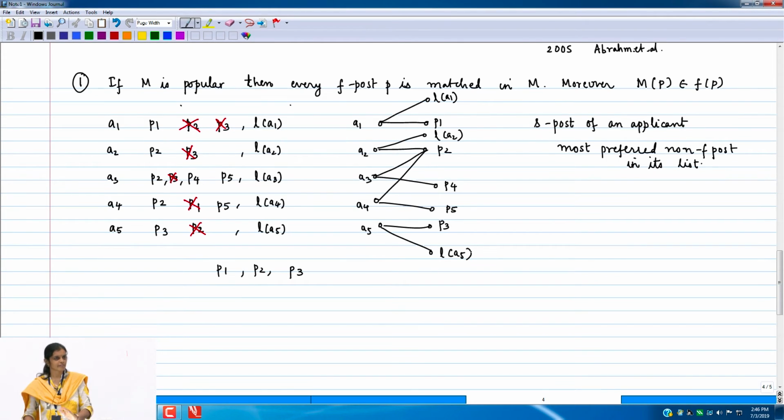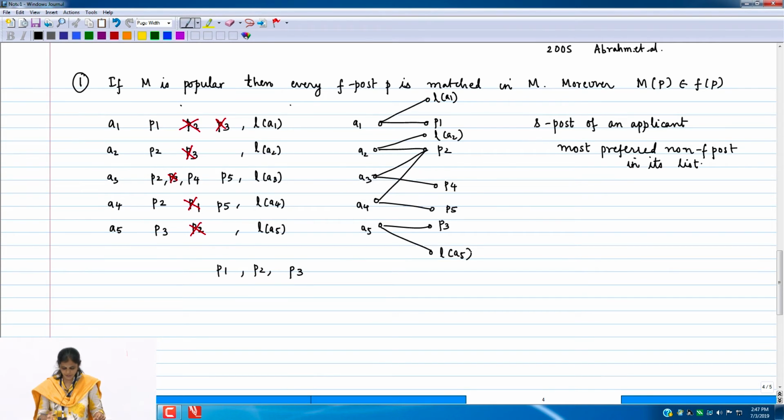Now this is a graph, a very simple graph. Every applicant has 2 edges, so the graph has exactly 2n edges. And now if this graph admits a matching in which every applicant is matched, if every applicant has a post to be assigned to, then that matching is going to be popular. That is, if you can find a matching in this reduced graph in which you can get a post for every applicant, then that matching is going to be popular. So this is what we would like to show.